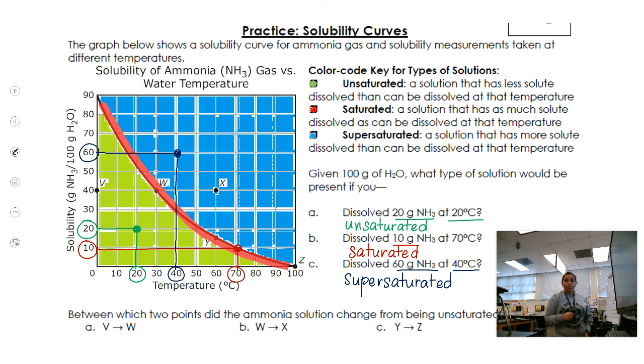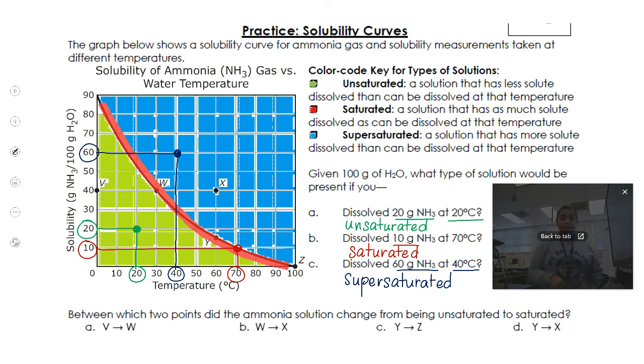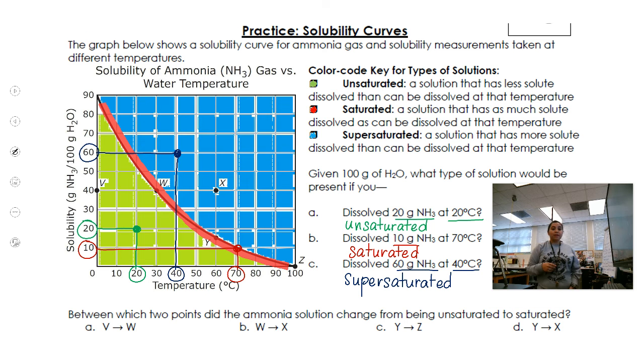All right, so now let's take a look at the last question. Between which 2 points did the ammonia solution change from being unsaturated to being saturated? So pause the video here, try the question by yourself, and then press play whenever you're ready to go on.